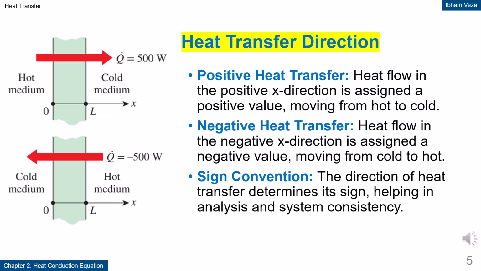Heat transfer direction. The direction of heat transfer is defined using a sign convention in the coordinate system. Heat flow in the positive axis direction is defined as positive. Conversely, heat flow in the negative direction is assigned a negative sign. This convention helps maintain consistency in writing energy equations. With this rule, the interpretation of calculation results becomes clearer.